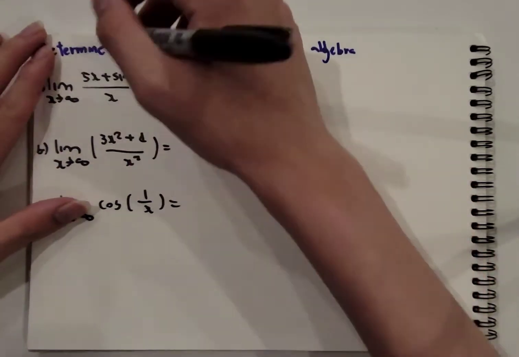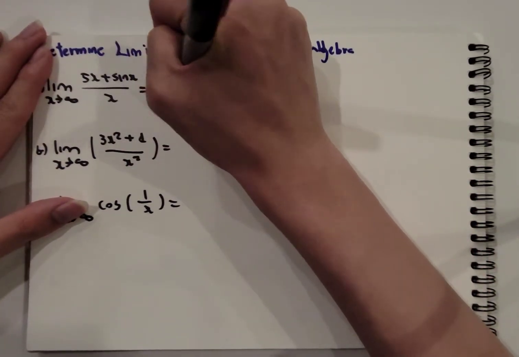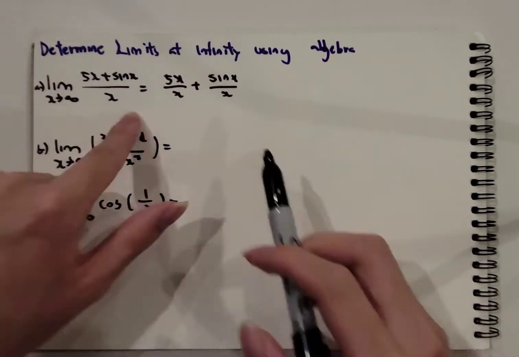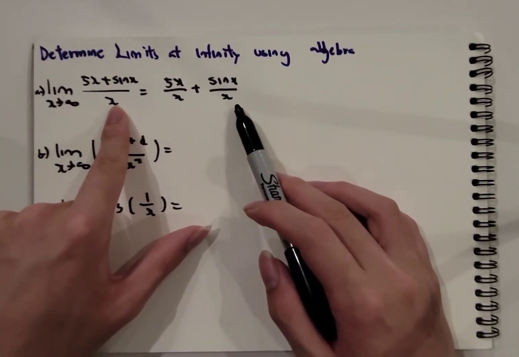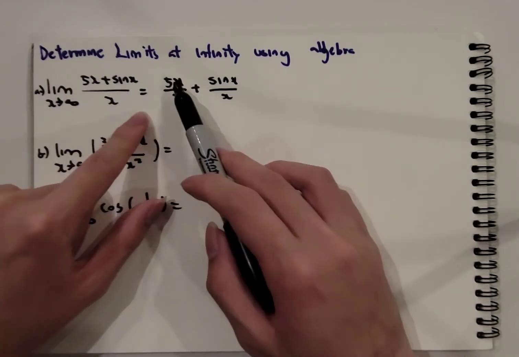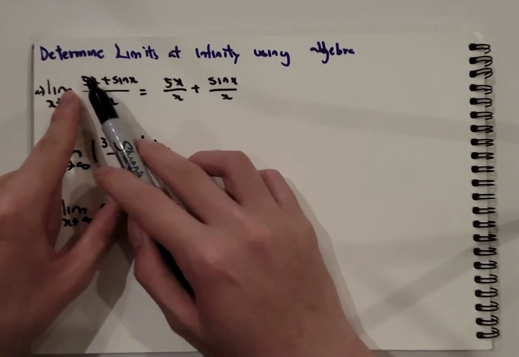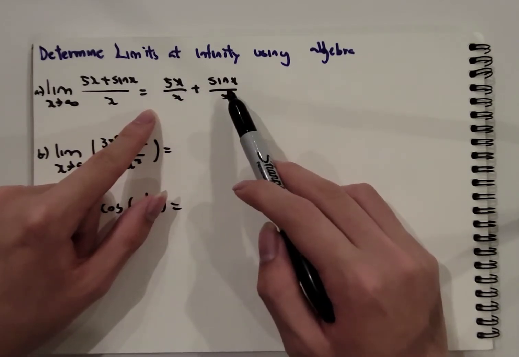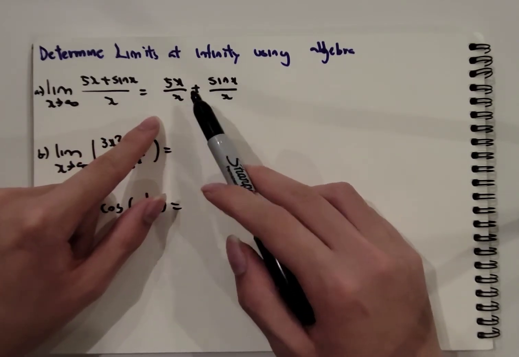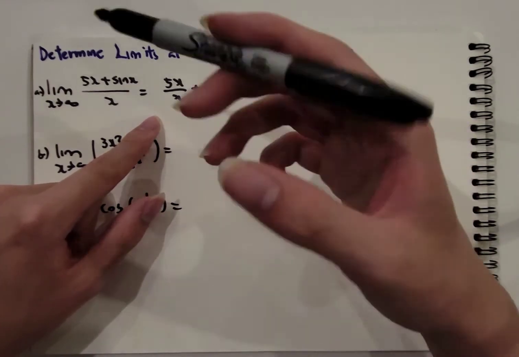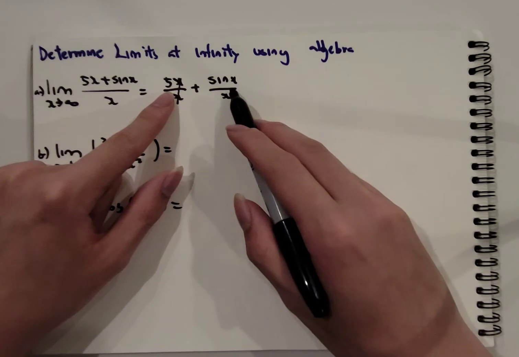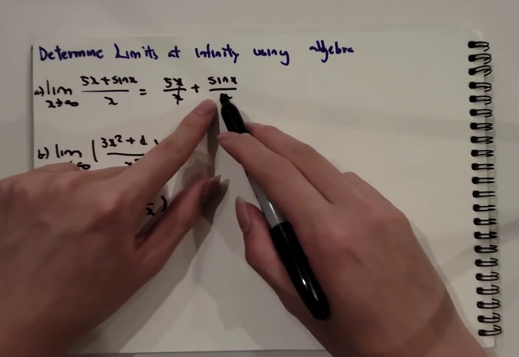So let's write it in the form of 5x over x plus sin x over x. That is something you learn, right? In an expression like this, you can separate it into two expressions like this, right? So let's look at this. So we have x and x. So x can cancel. So that will just give us 5 on the left, and then we have sin x over x. What if x is infinity?